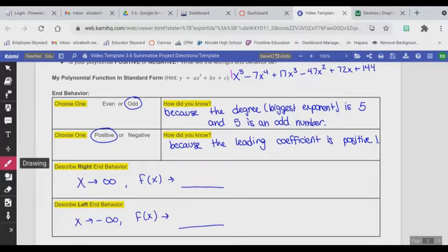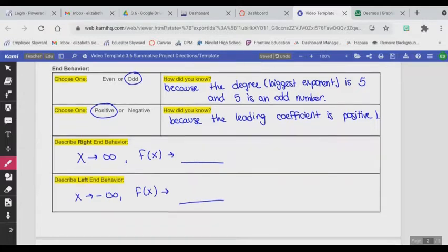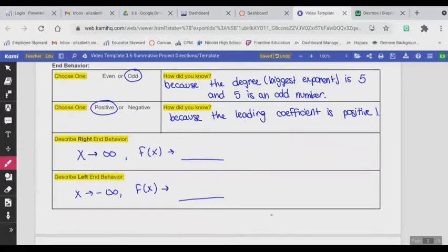Okay. So looking at our end behavior, odd, positive, you do have notes on this, so you can always go back to this. I'm just going to make a couple of notes down here at the bottom. For me, I always remember that odd is opposite. So I know that one end is going to go up and one end is going to go down.